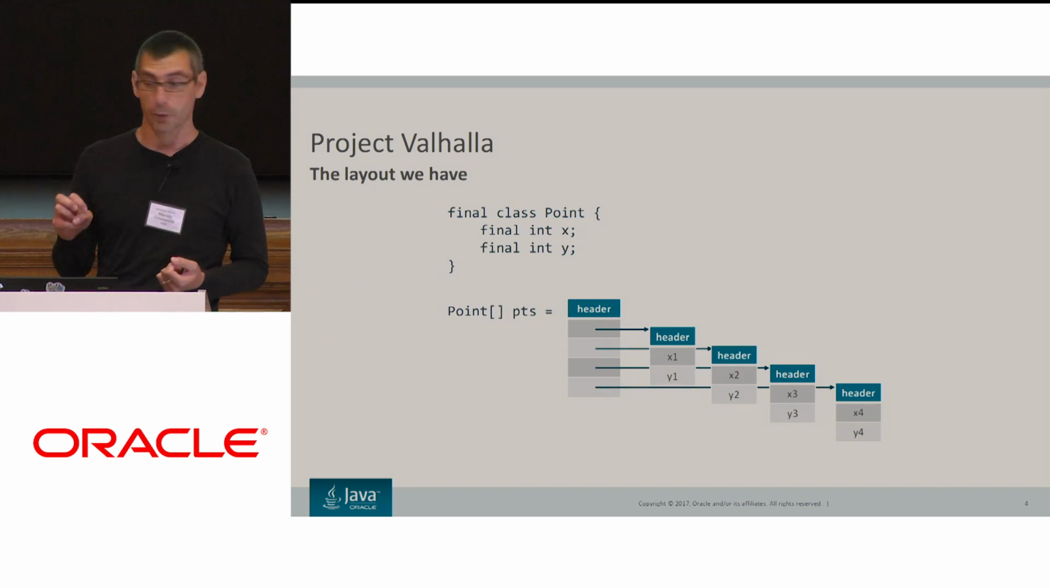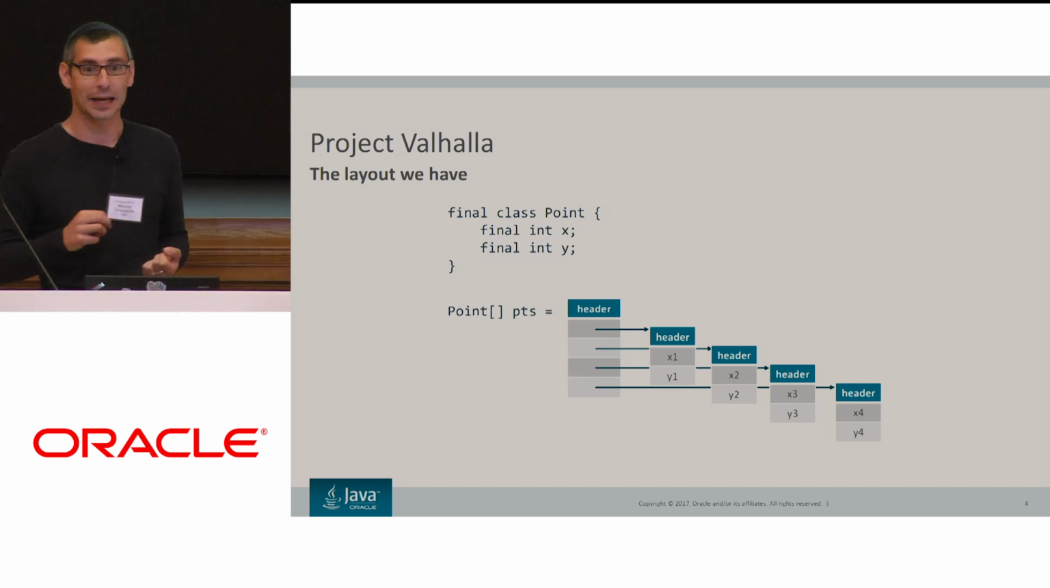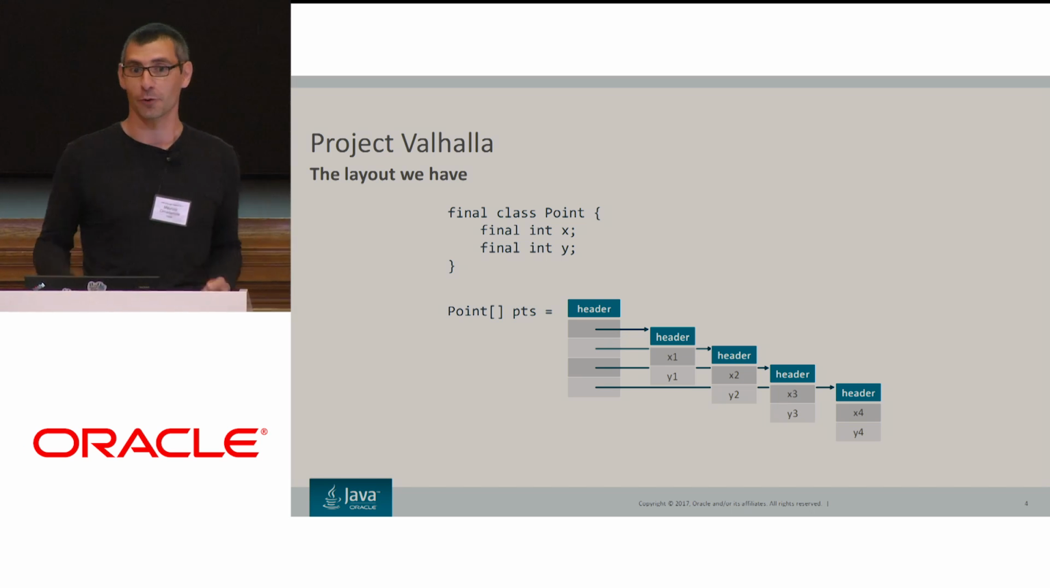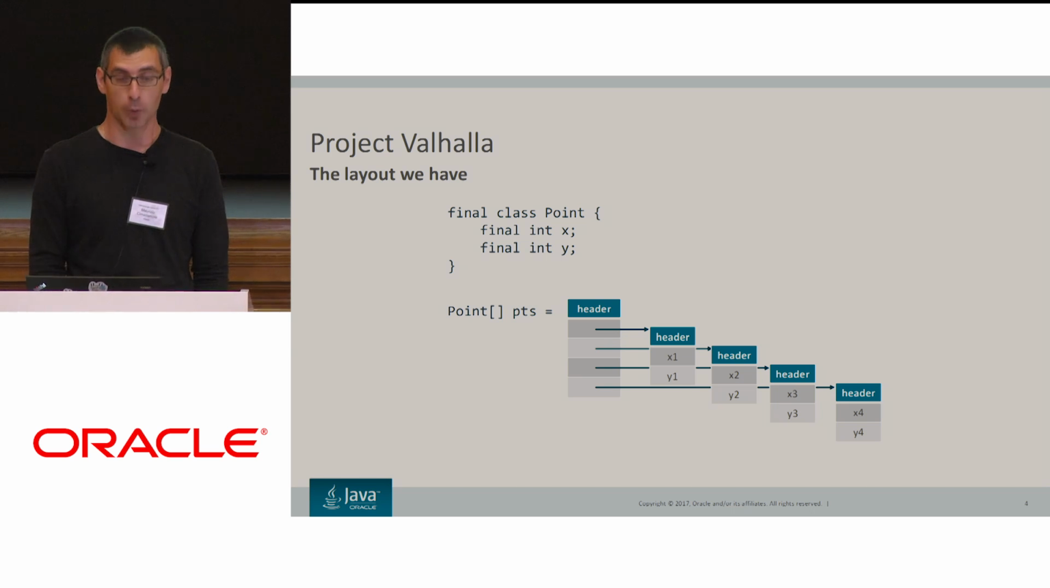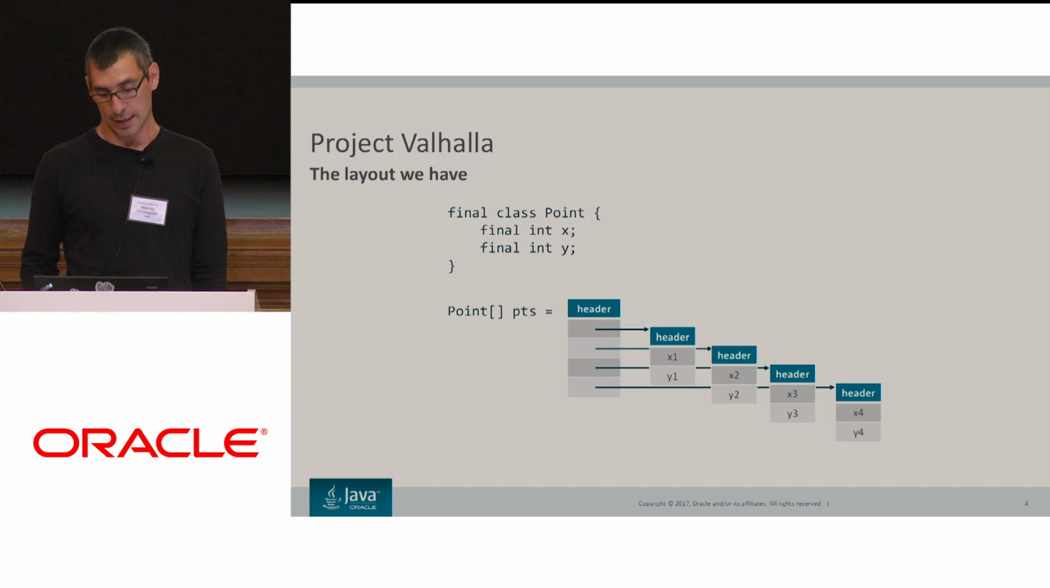So I stole this from Brian's slides from last year. That's what the object layout looks like today. Of course, you're familiar with it. So if you have a POJO, like a class point with two fields, and you want to create an array, and then you store 4 points inside the array, you get a header for the array, and then each element of the array is going to point to a different location in the Java heap. And in each location, there will be another object with its own header.